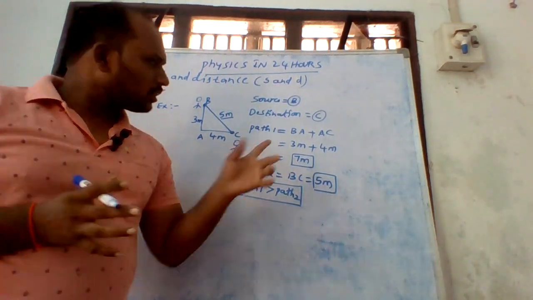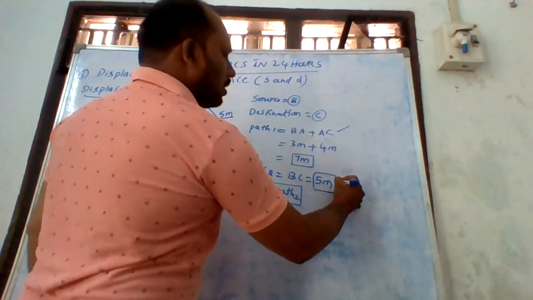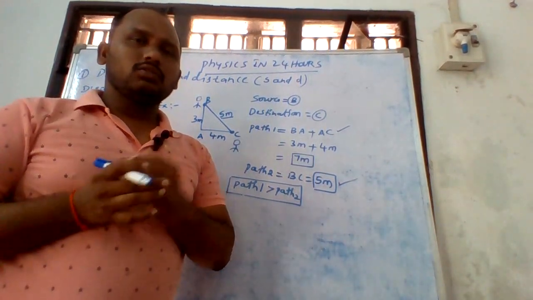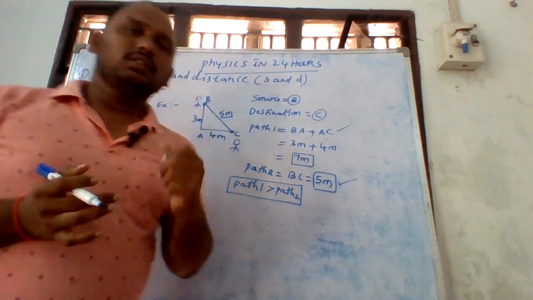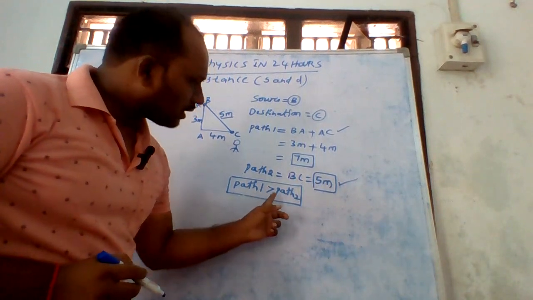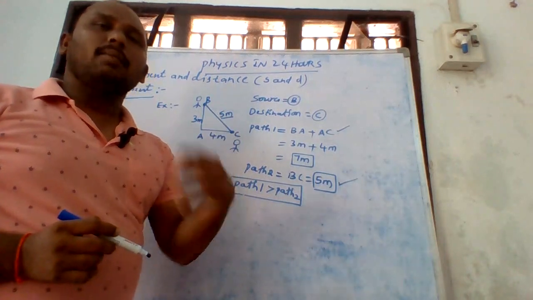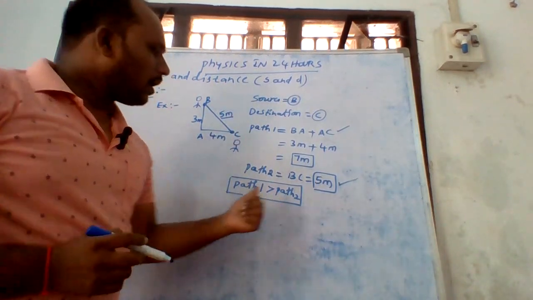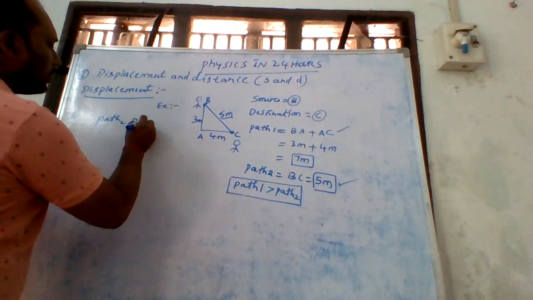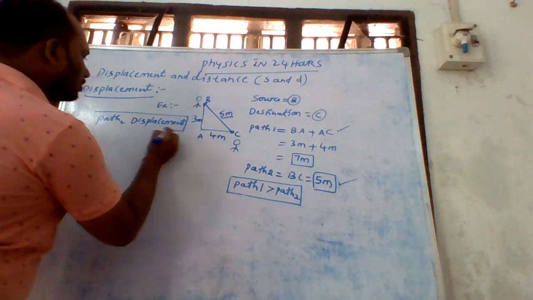Which is the shortest path among all paths? Out of these two paths, which is the shortest possible path? That path is generally called the displacement. Path 1 is greater than path 2, so according to our definition, the shortest possible path among all paths, path 2 is the displacement. That is very, very important.